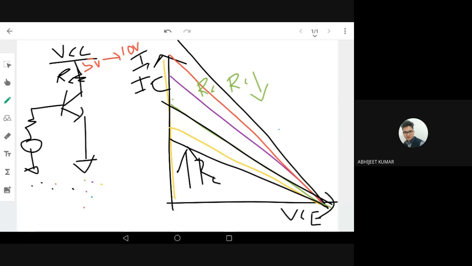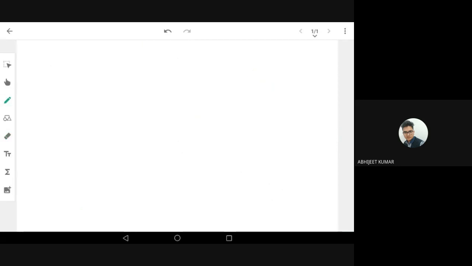For attendance. Okay, fine. So this is the variation in load line with respect to change in RC. Okay, so now you can practice some of the questions in the book.